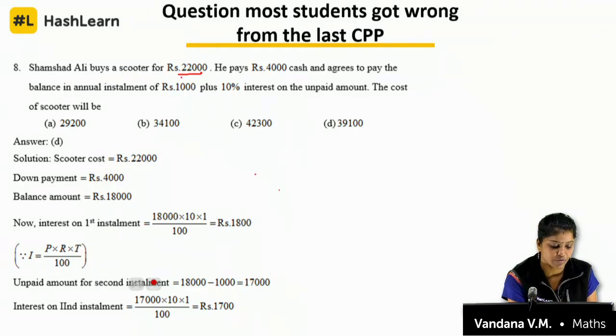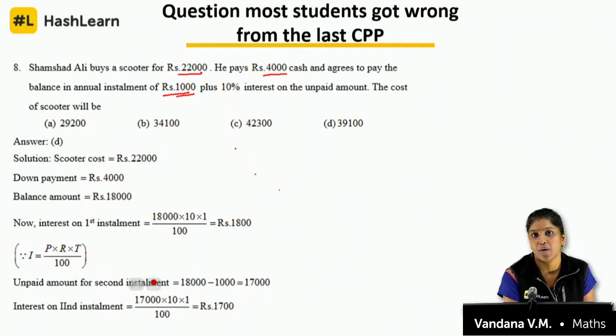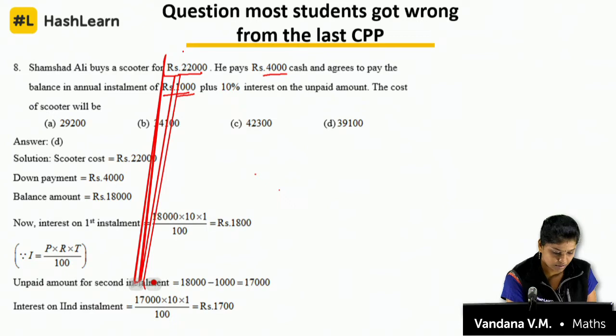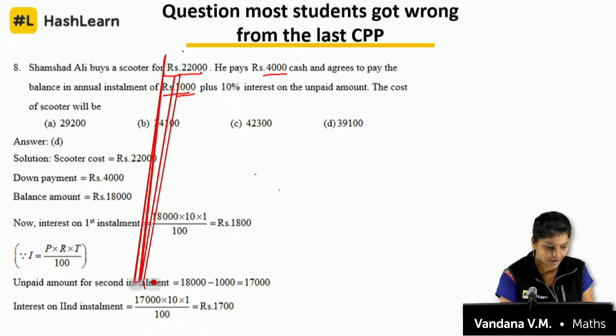Ali buys a scooter for 22,000. He pays 4,000 cash and agreed to pay the balance in annual installments of rupees 1,000 plus 10% interest on the unpaid amount. You understood, right, what he is telling? Actually, he took one scooter for what price? 22,000.